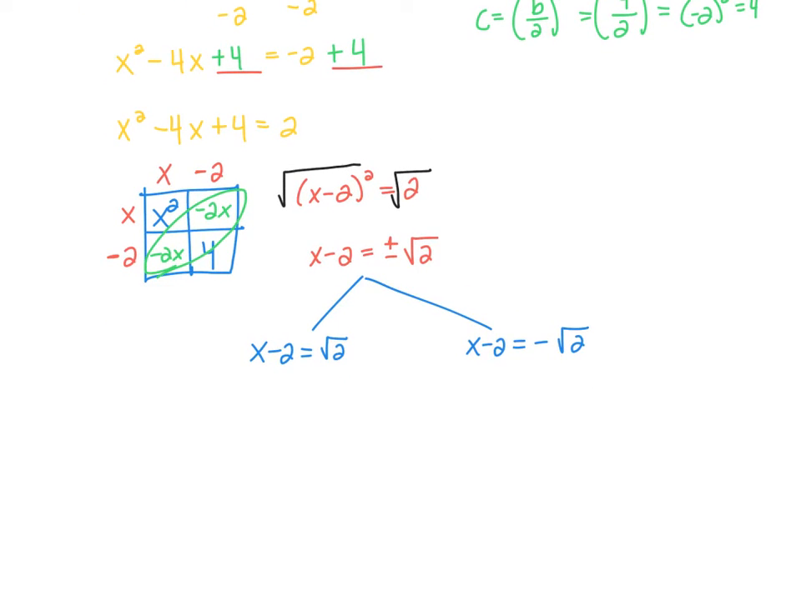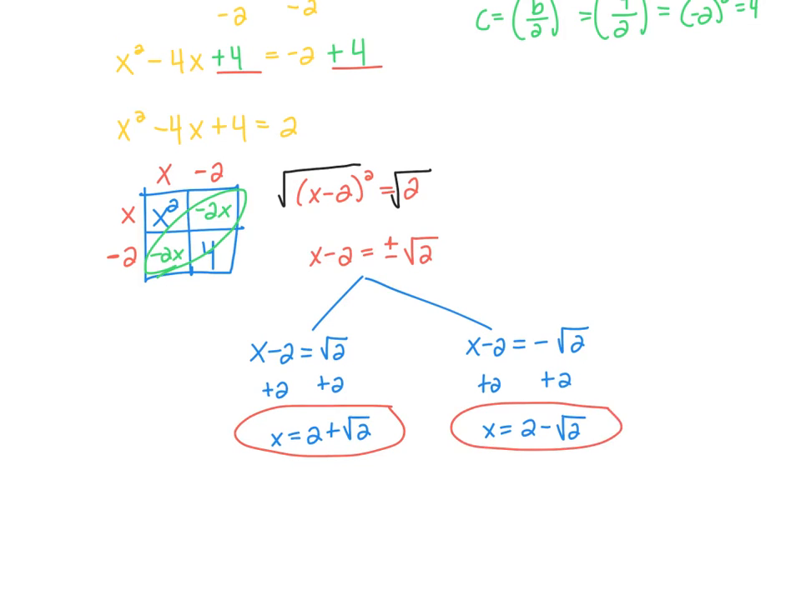I will add 2 to both sides to solve both of these equations. Square root of 2 and 2 are not like terms, so we cannot put them together. So we get x equals 2 plus the square root of 2. Over here, I add 2 to both sides, and I get x equals 2 minus the square root of 2. So my two answers here are 2 plus the square root of 2, and 2 minus the square root of 2.